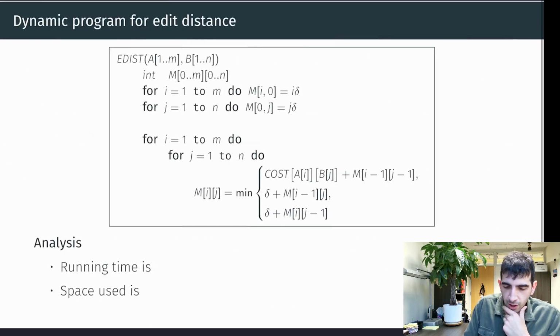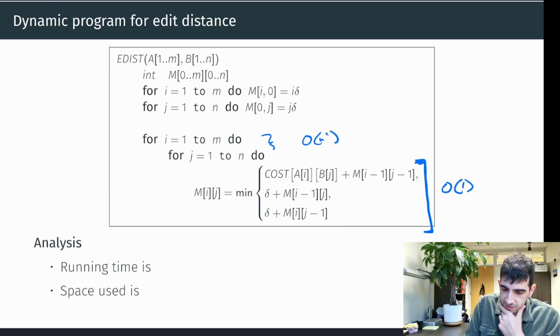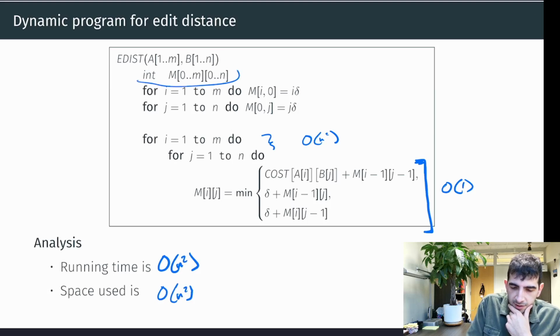Okay, so what is the running time of this? Well, we have two different for loops. So we have O of n squared. And this right here, how long does this take? I mean, this is just constant, right? O of 1, it's just a constant calculation. So the running time is O of n squared. And the space used is O of n squared because of this right here. Make sense?